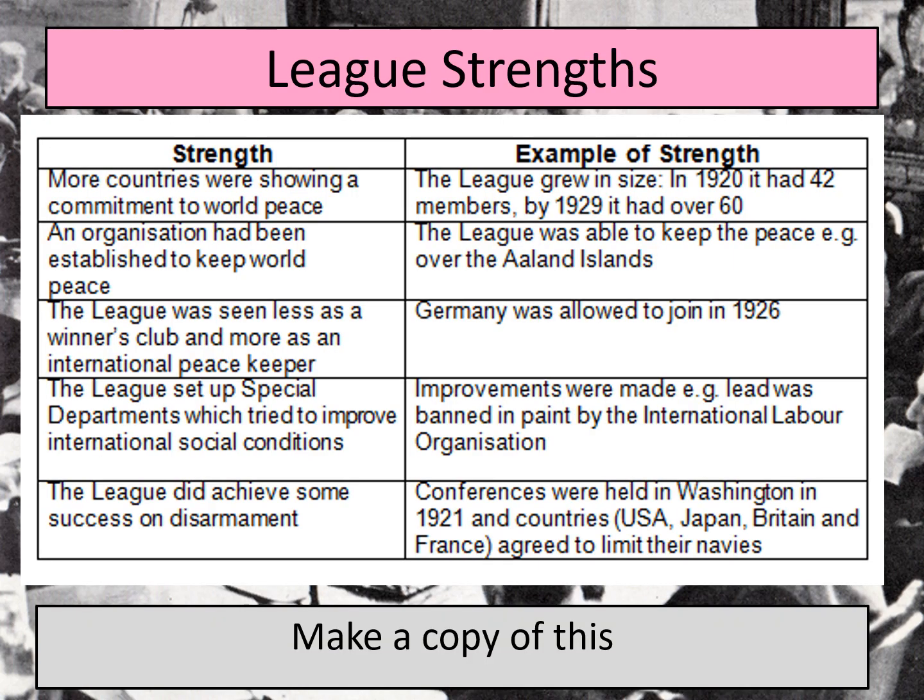So your next job is to make a record of what the League's strengths were. And there were plenty of them. In a moment, I want you to pause this slide and just make your own simple copy of the table. There actually isn't that much text in there. So the first strength, well, there was a commitment from lots of countries to world peace. The League over time did grow in size, 42 countries to start with, and by 1929, around 60 nations were a member of the League. That was a real positive. At last, an organisation had been established to keep world peace. That had never happened before, and it was able to keep the peace in places like the Åland Islands, and this was a real positive.